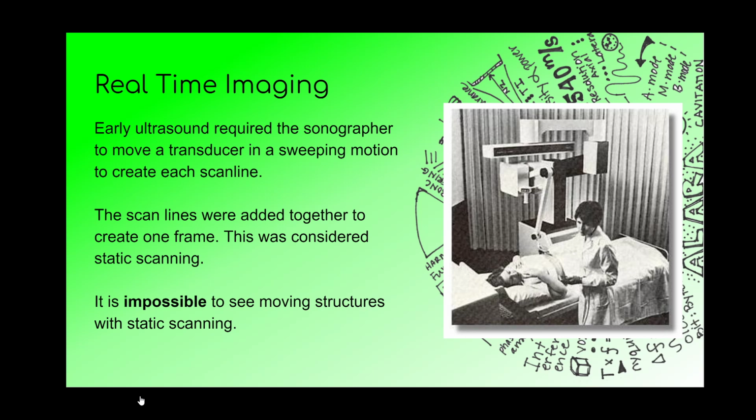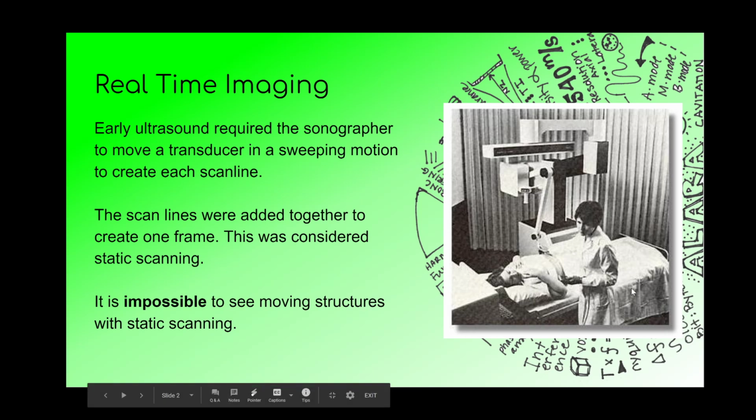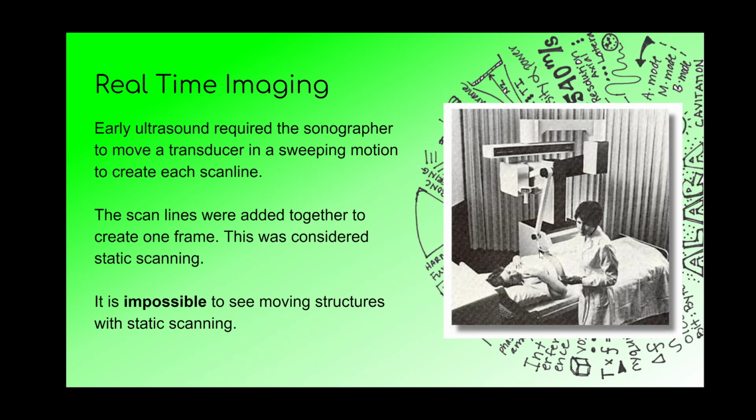Early ultrasound originally required the sonographer to take this articulating arm. There's a picture of it here. So there's this arm here, right? And there's a transducer right at the end of it. And what the sonographer had to do was drag this back and forth along the body. So the sonographer was responsible for making the scan lines. So they drag this back and forth, back and forth, back and forth. And then the machine would process all of those scan lines and make one picture. And that one picture was it.